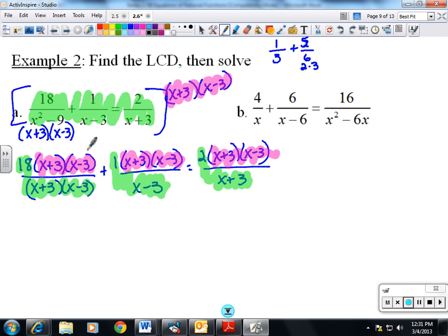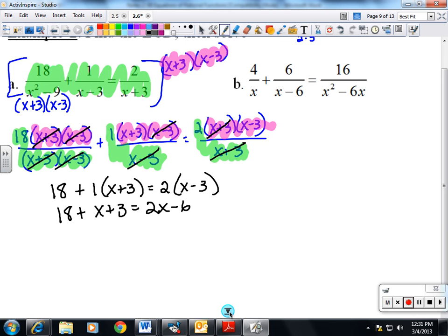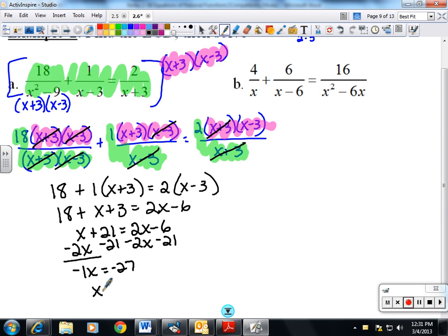Okay, now I cancel stuff. Those are the same, those are the same, those are the same. So what's left? 18 plus 1 times x plus 3 equals 2 times x minus 3. Now it is just a simple linear equation. 18 plus x plus 3 equals 2x minus 6. Combine like terms, x plus 21 equals 2x minus 6, minus 2x be negative 1x, and then minus 21 equals negative 27, so x is 27.